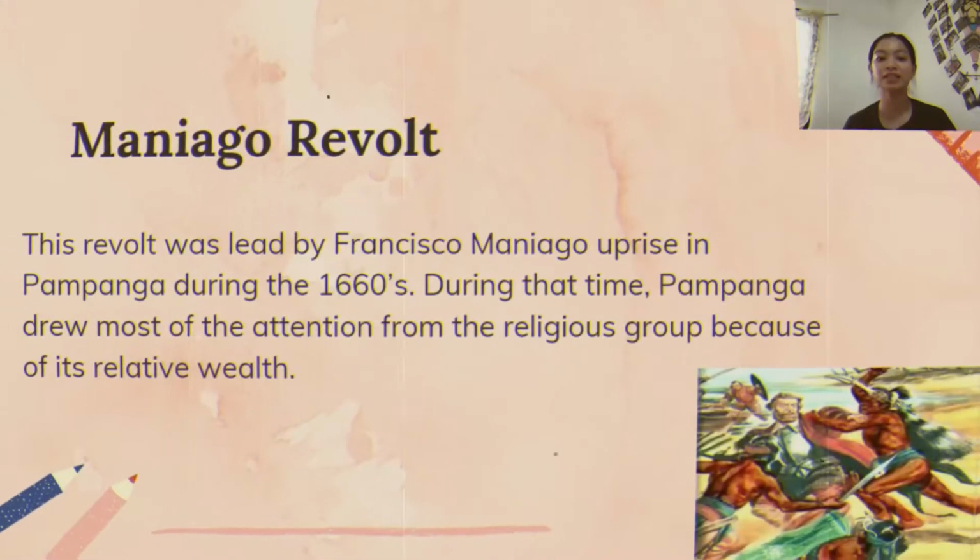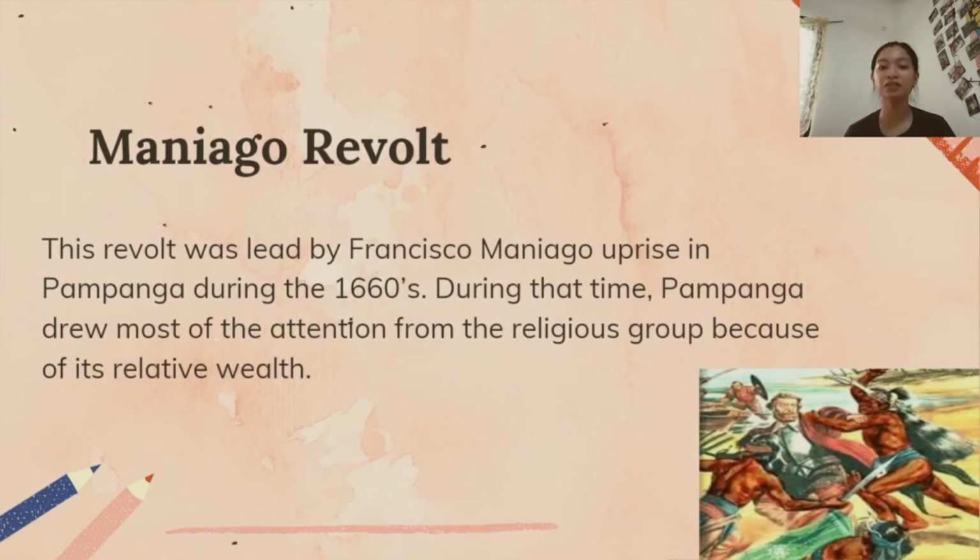This revolt was led by Francisco Maniago, a priest in Pampanga during the 1660s. During that time, Pampanga drew most of the attention from the religious group because of its relative wealth. The fight started while the Spaniards were busy fighting against the Dutch. They had the advantage to win the battle and that's what happened in this revolt.